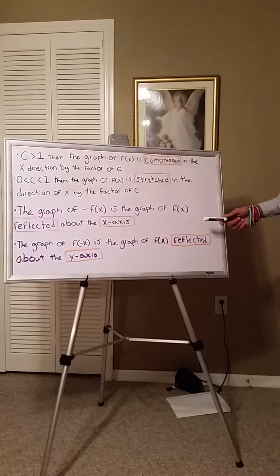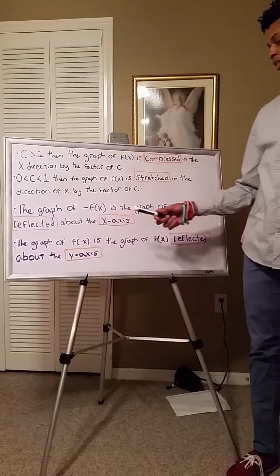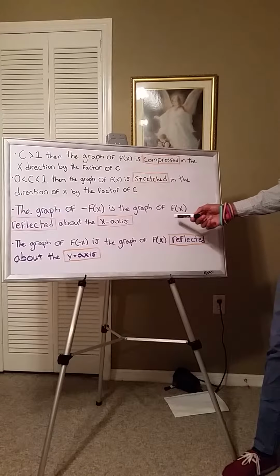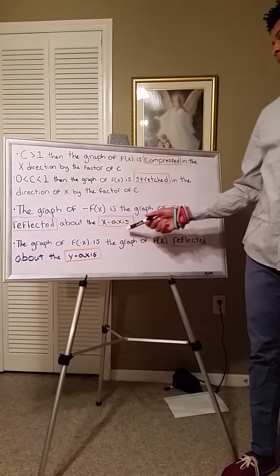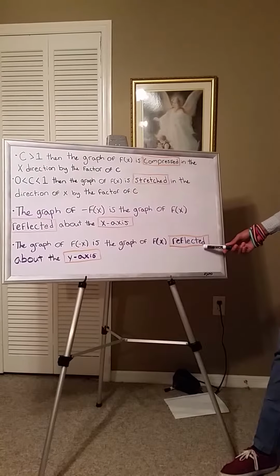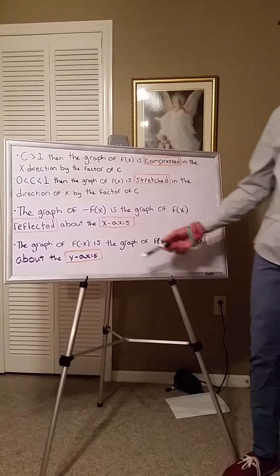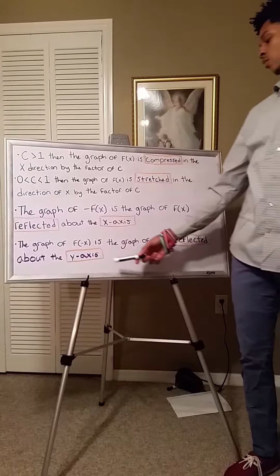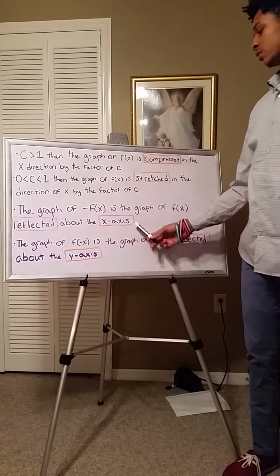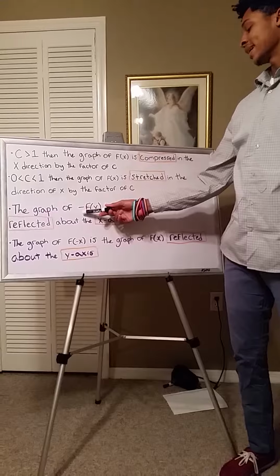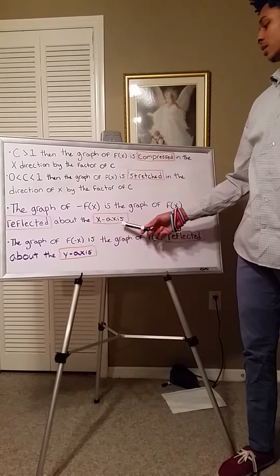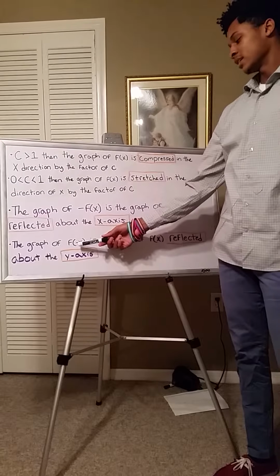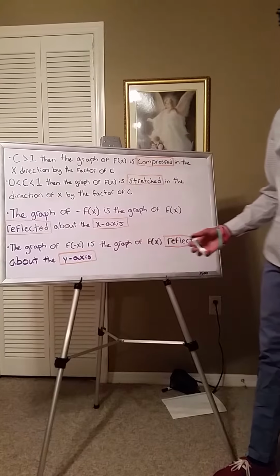And to continue on to reflections, the graph of negative f of x is the graph of f of x reflected about the x-axis. And then the graph of f of negative x is the graph of f of x reflected about the y-axis. On these two, it's important to notice that for the x-axis, the negative sign is outside of f of x, and then for the y-axis, the negative sign is inside the parentheses with the x.